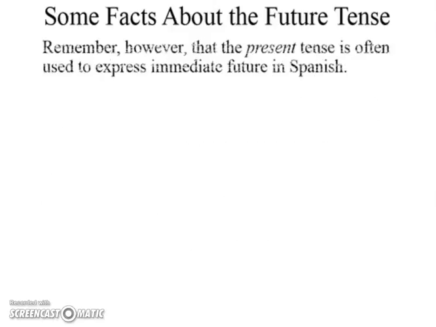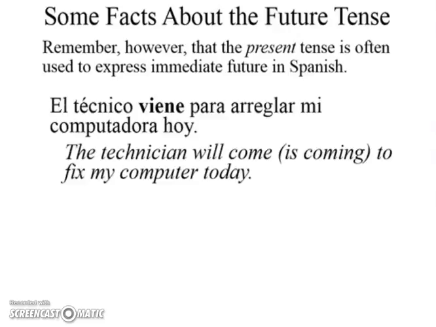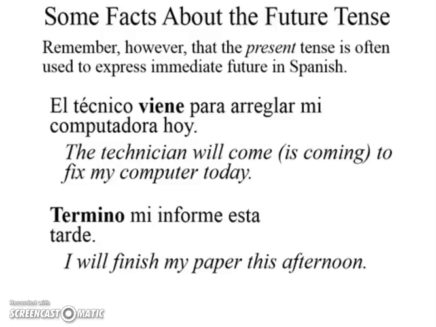Okay, I want to remind you that the present tense is often used to express immediate future. We've been using the present tense for immediate future this whole time, so don't forget that you can still do that. So if it's pretty immediate future, like something's happening today, and you want to say like the technician is coming to fix my computer today, you can just use viene. You can use the present tense. So I don't want you to just totally throw out the present now that we know the future. The future tense is just another way of saying it. So termino mi informe esta tarde. I will finish my paper this afternoon. So if you were to say that in the future, terminaré, I will finish my paper this afternoon, that's not incorrect. It's just another way to do it. But I do want to remind you that the present tense can be used for immediate future.